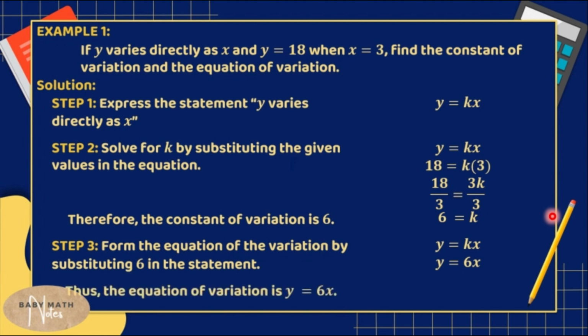Thus, the equation of variation is y is equal to 6x. And we have solved the problem since we are asked to find the constant of variation and also the equation of variation. So, nandito na yung constant of variation natin, 6. So, check na ito. And then, yung equation of variation natin is y is equal to 6x. So, check na yan. So, let us have example number 2.